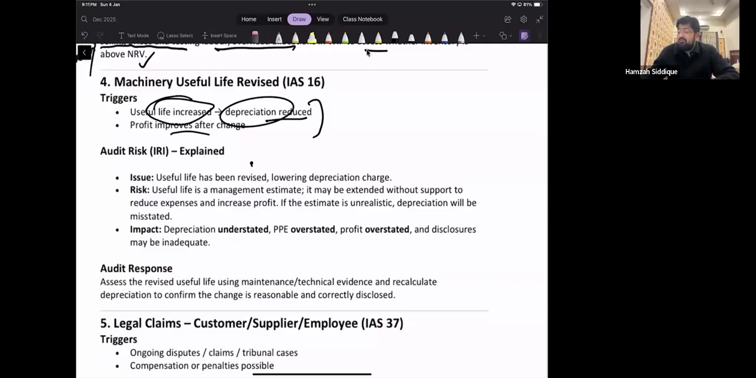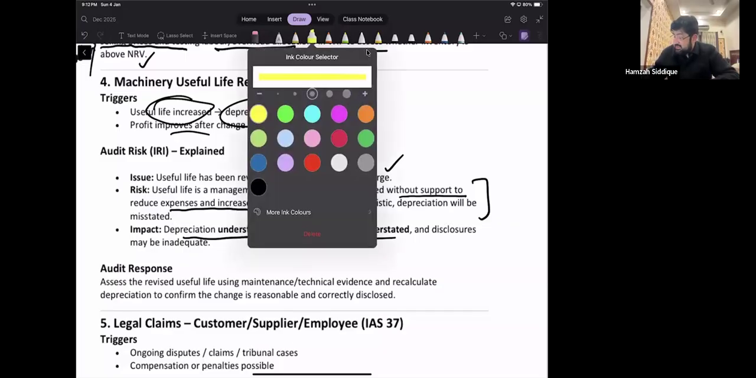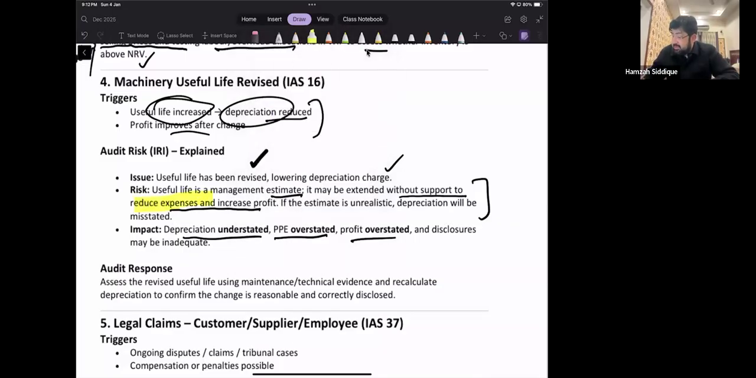So useful life has been revised. Issue: lowering depreciation charge. Now, how is it a misstatement? What is the risk? Useful life is an estimate. It can be extended without support to reduce depreciation, or based on wrong assumptions. So depreciation will be understated. So property, plant and equipment will be overstated, and profits as well. So expense may be reduced.